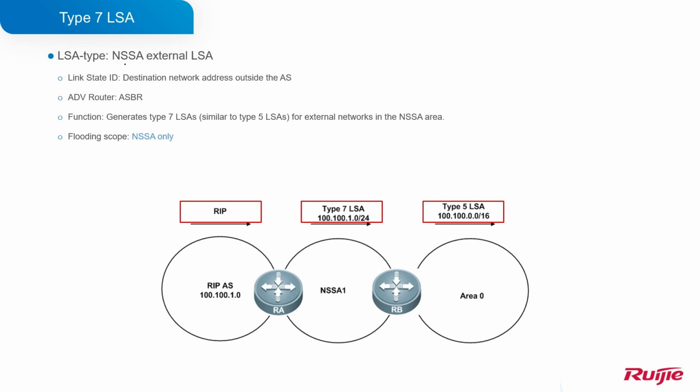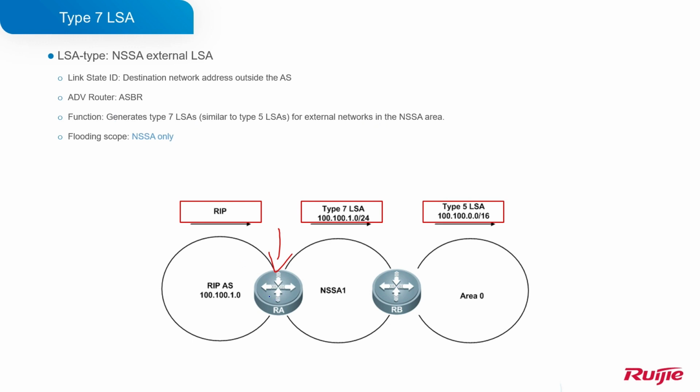external LSA information. And the Type 7 LSA includes the link state ID. This means the destination network address outside the AS. Okay. And the advertising router is the ASBR device. So here for this topology, the ADV router is the I device, right? And the Type 7 LSA function is to generate the Type 7 LSA information for the external network.